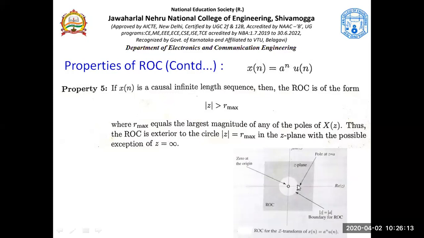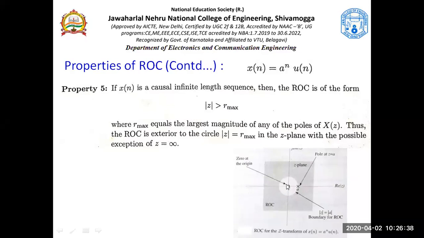Then draw that circle with the value of maximum radius. That is the meaning of this. Here, R max means the radius of the pole with maximum value. Why did I call this radius A? Because there is a pole at Z equal to A. Fine. The ROC is outside this circle.